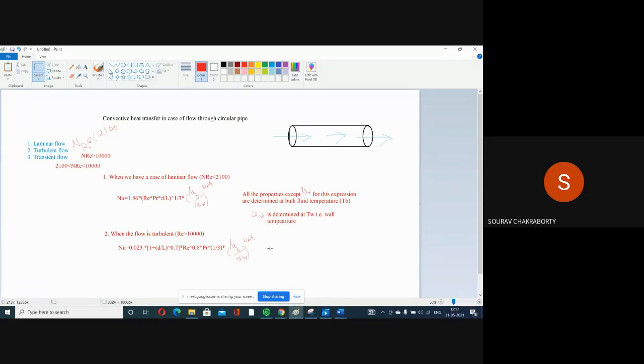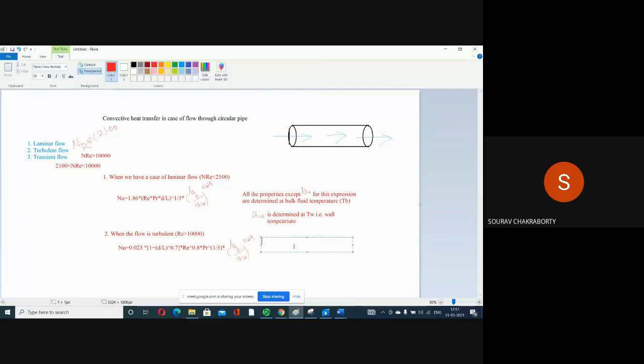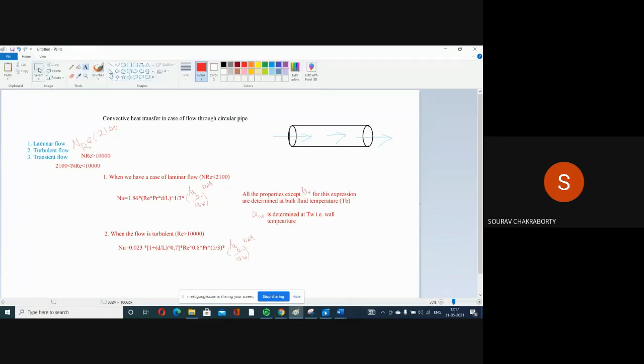So if we have a case of turbulent flow, we can determine the Nusselt number on the basis of this particular expression. All the fluid properties are evaluated at bulk fluid temperature, excluding mu W. Mu W is evaluated at wall temperature. We can write down the condition for this, similar to the previous one; you can copy it and paste it here. So this will be the condition for turbulent flow.